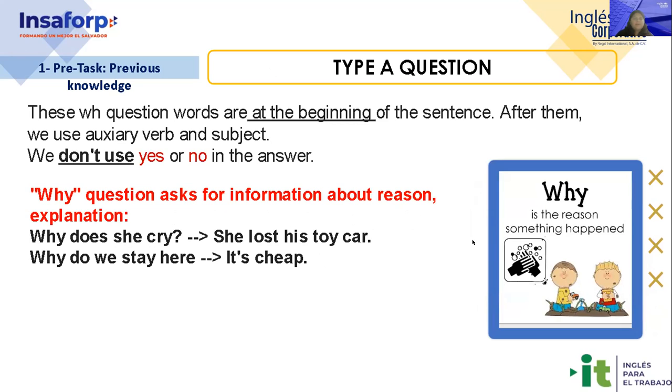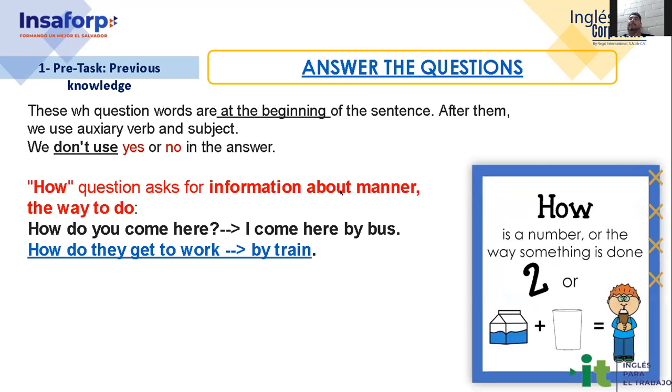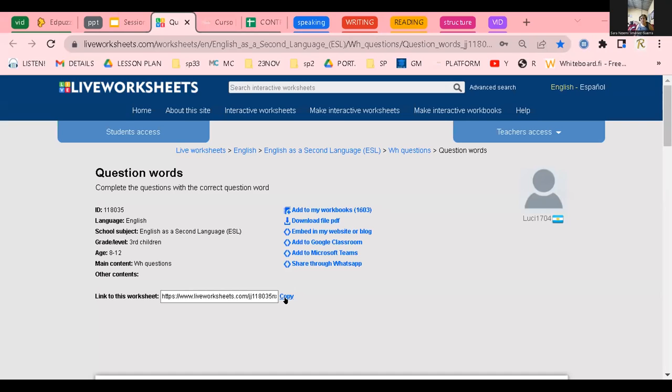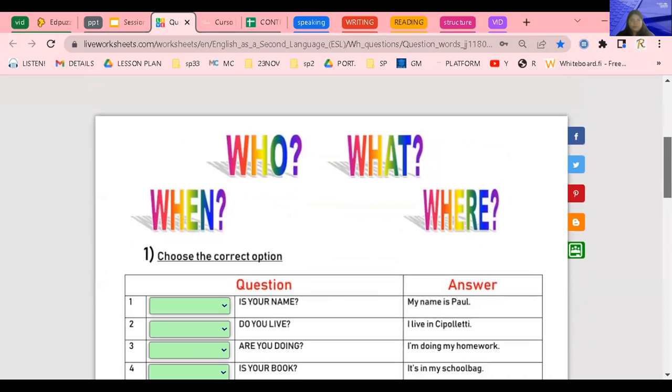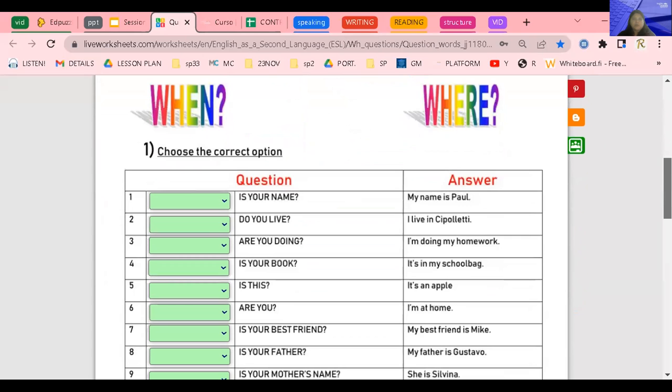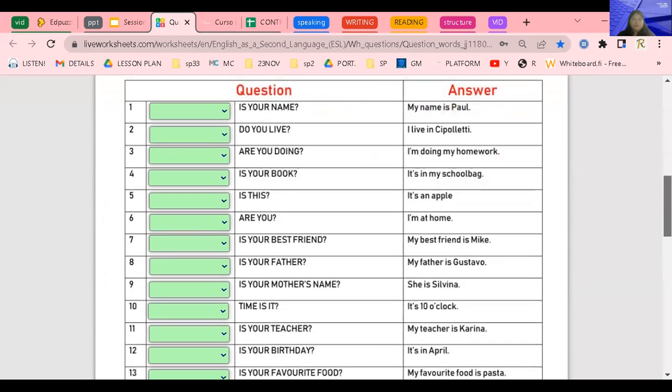Okay, and why? Let's see. Well, I'm going to continue with that one. Okay, so right now I'm going to continue with this. We're going to answer some questions in here. So let me open that. Go to the meeting chat and open that link. We're going to answer that together. We're going to use when, who, what, and where. Choose the correct option. Question and answer.